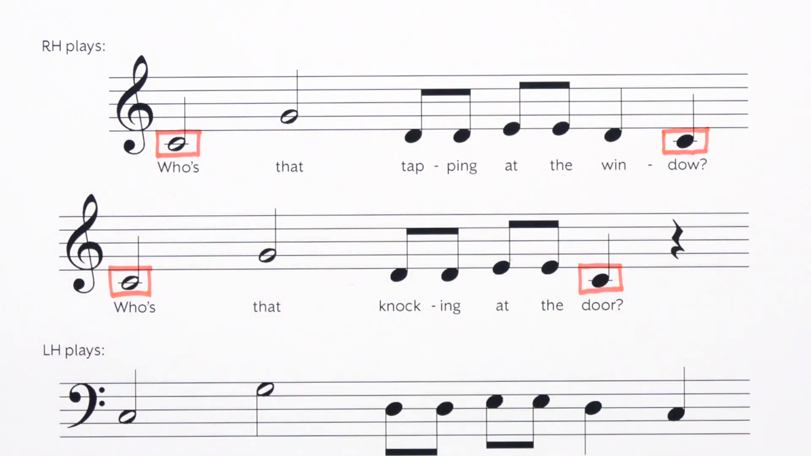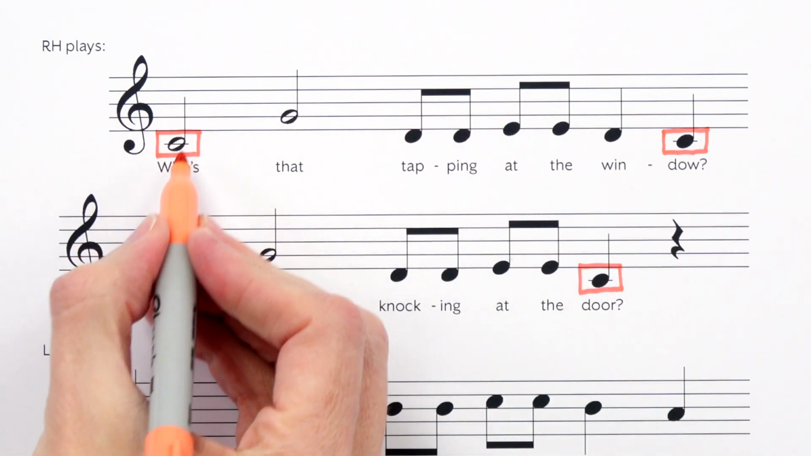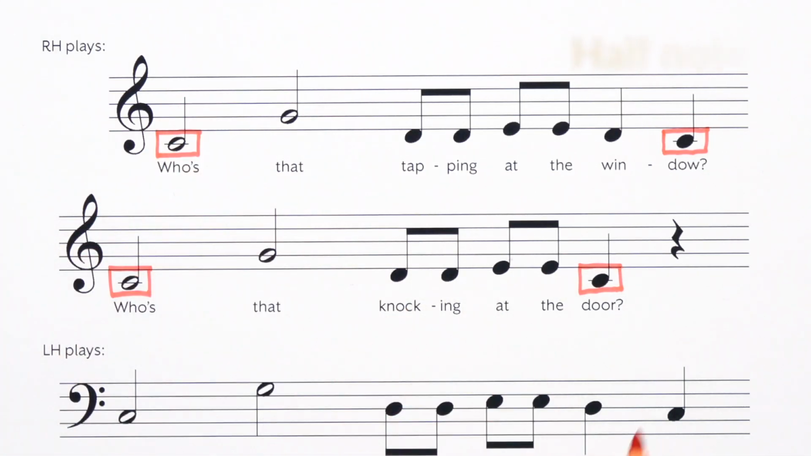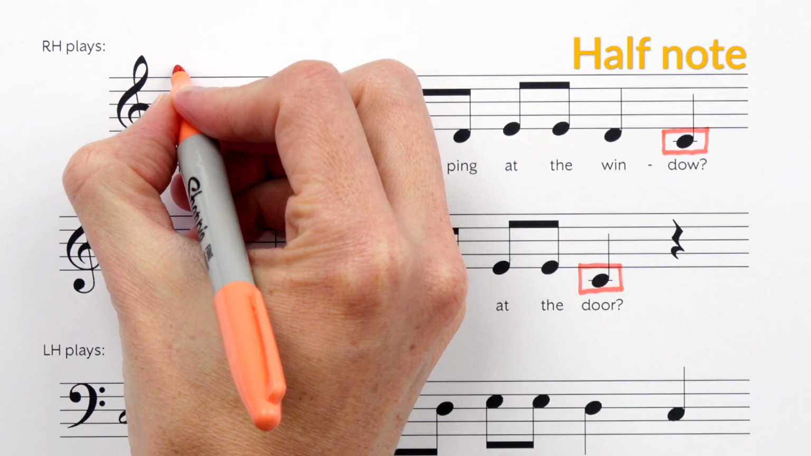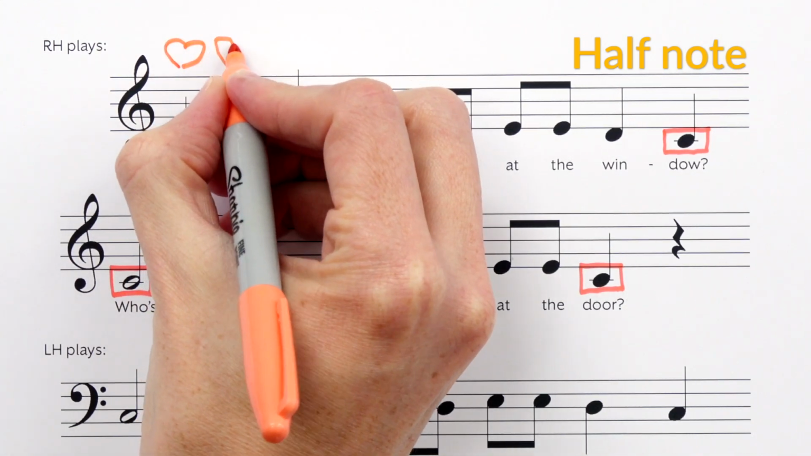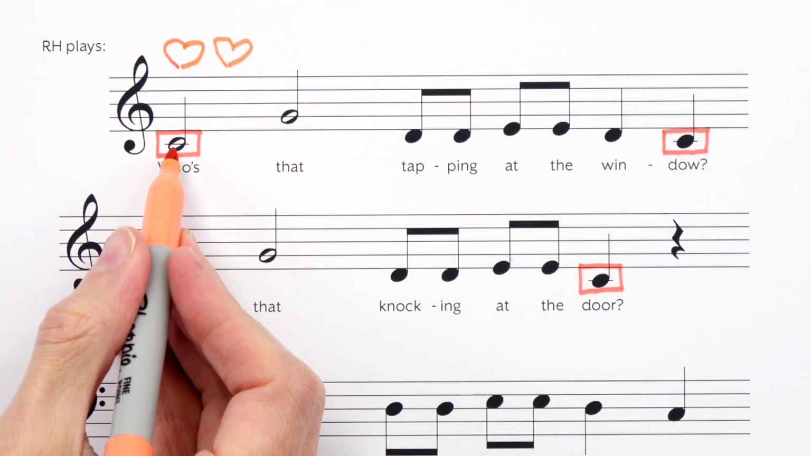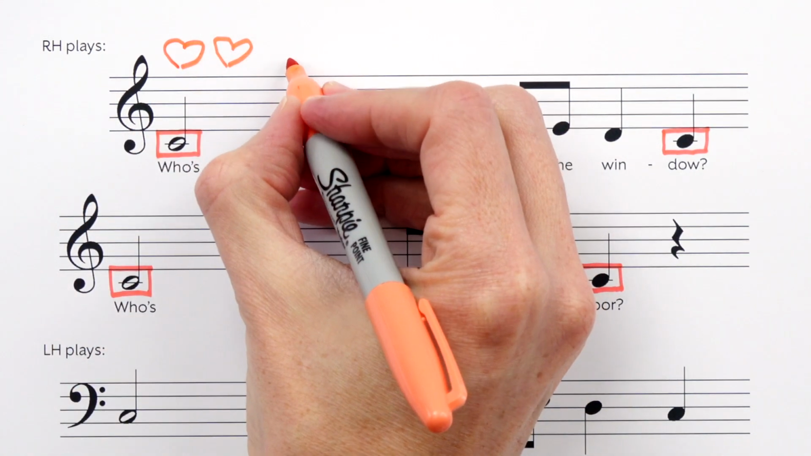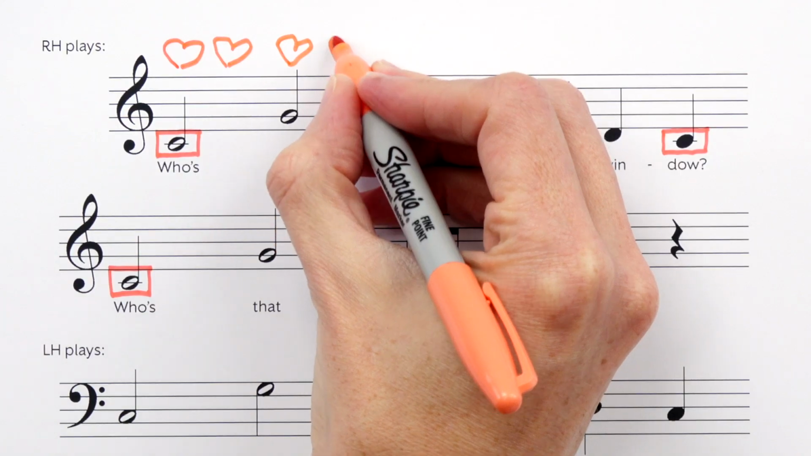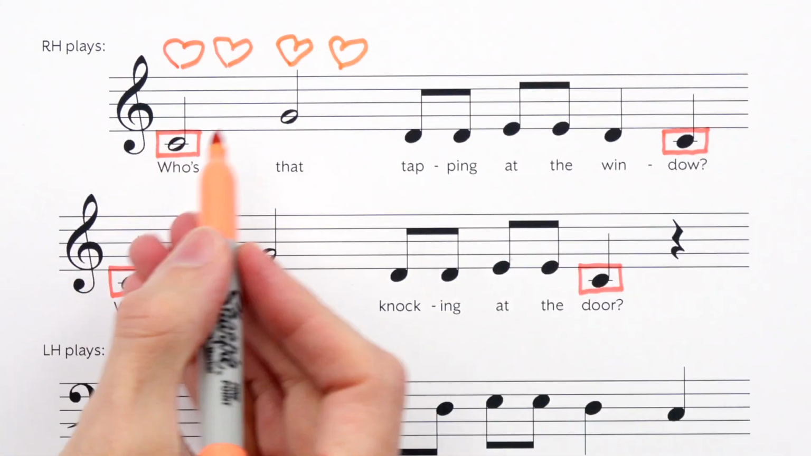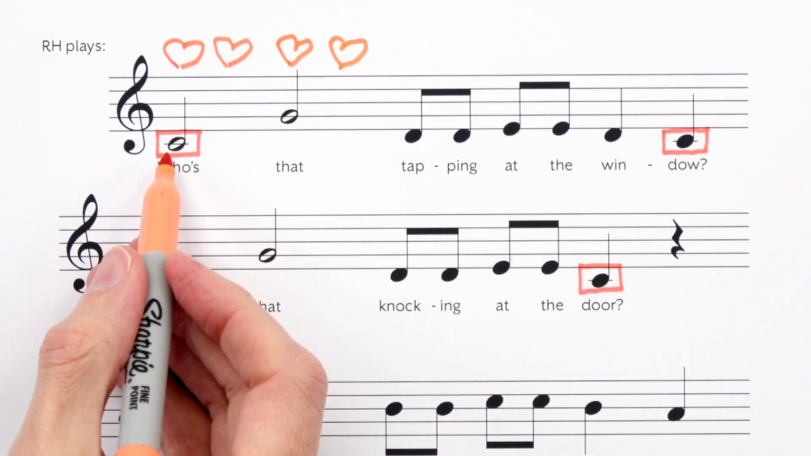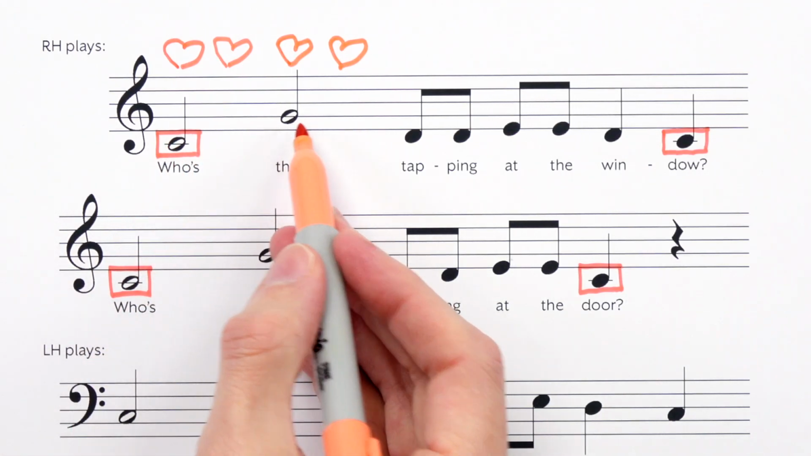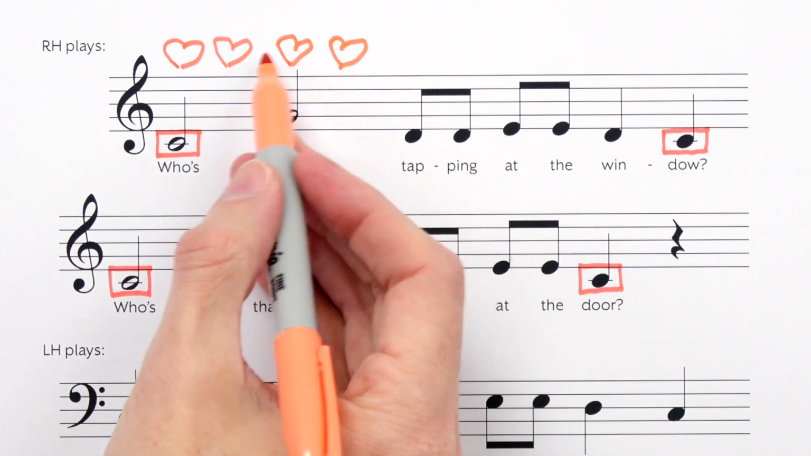Now let's practice the rhythm of this section together. Remember that if a note head is empty like this with a stem, we call that a half note. And a half note gets 2 beats. So I'm going to draw 2 heart shapes over this note to remind us that this note actually lasts for 2 beats. And same with this half note. It gets 2 beats. 2, 2. Try pointing to this note and saying that with me. Go. 2, 2. I say 2 to remind us for 2 beats.